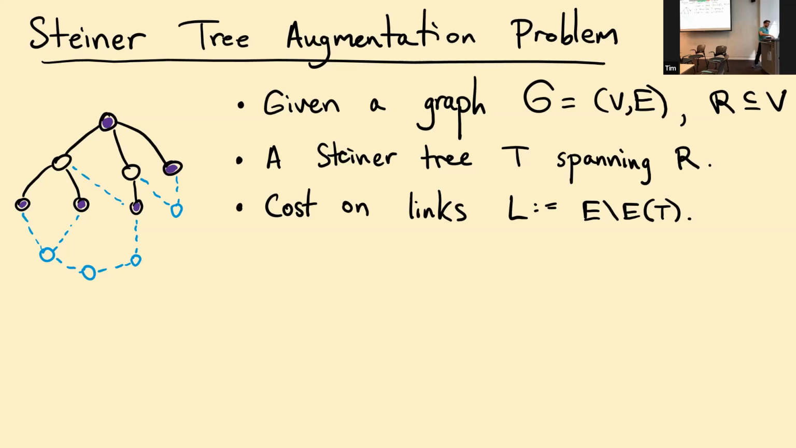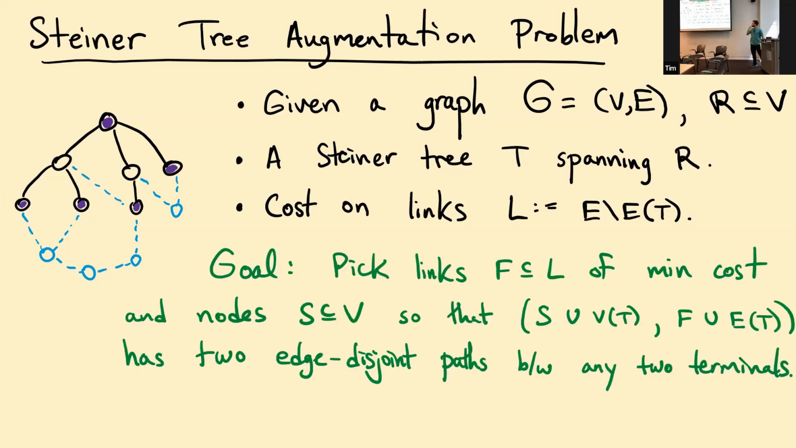And then we have costs on links. Again, we need to add in links and now potentially nodes, because it's not a spanning tree anymore. We might involve nodes in the augmentation and add them to the graph so that it's now a two-edge connected Steiner subgraph, which means that if any edge is deleted, there's still a path between any pair of terminals. Okay, so this is the problem that we're studying.